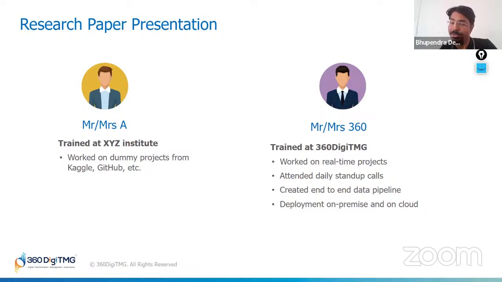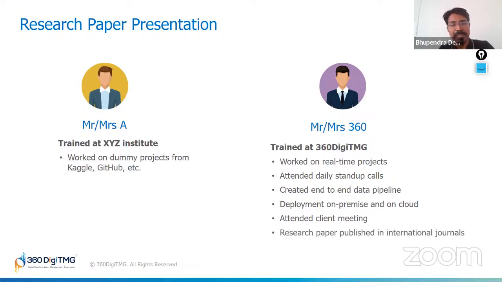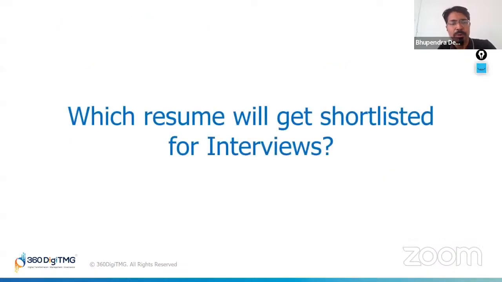We know CRISP-ML(Q), right? If you are into data science, you know CRISP-ML(Q). So we worked on deployment on premise and on cloud, and attended client meetings. Of course, Mr. or Mrs. 360 got their paper published in an international journal. Now, you think whose resume will get shortlisted for an interview? It's a no-brainer, right? We all know Mr. or Mrs. 360 will definitely excel in that. The recruiter will be more than happy to have them in their team, right?